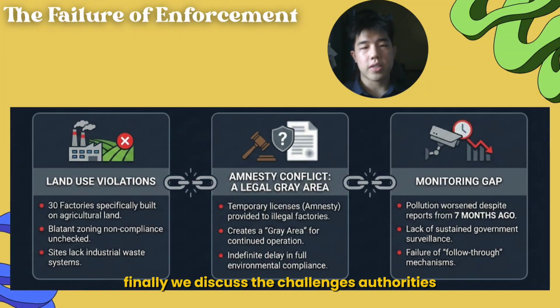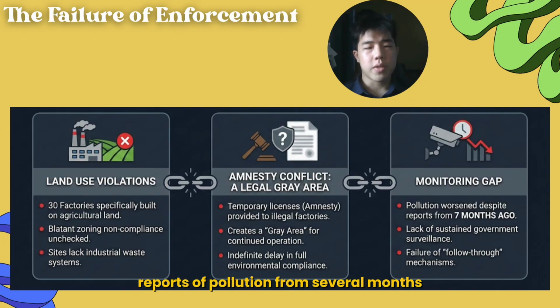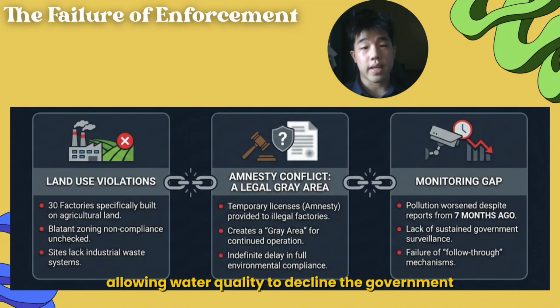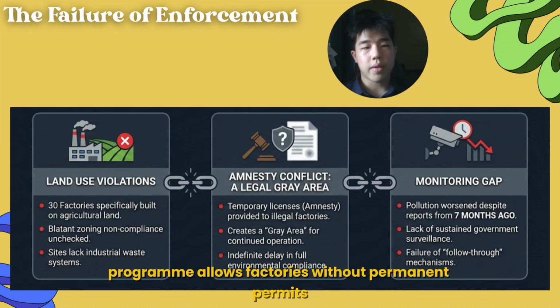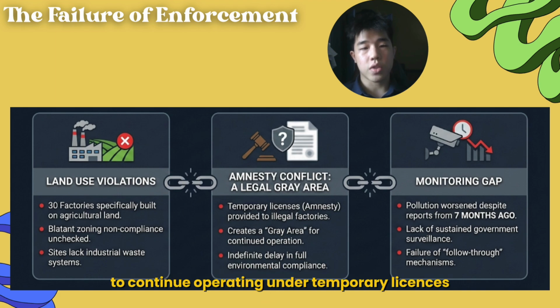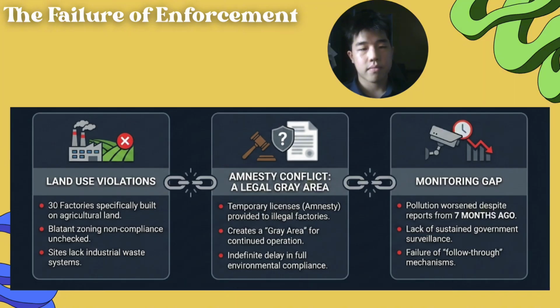Finally, we discuss the challenges authorities face in controlling and reducing this pollution. A lack of effective enforcement has worsened the problem. Reports of pollution from several months ago did not lead to decisive action, allowing water quality to decline. The government amnesty program allowed factories without permanent permits to continue operating under temporary licenses, while factories in approved zones may comply. Illegal operations in agricultural land violate regulations. Local authorities, including the Department of Environment and Klang City Council, are monitoring illegal factories, but ensuring full compliance remains challenging. That's all from me.